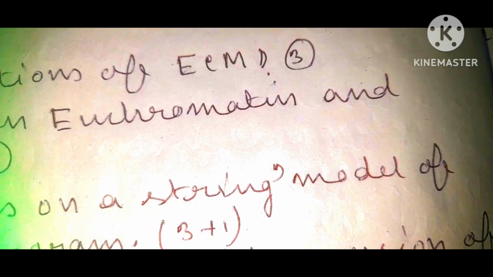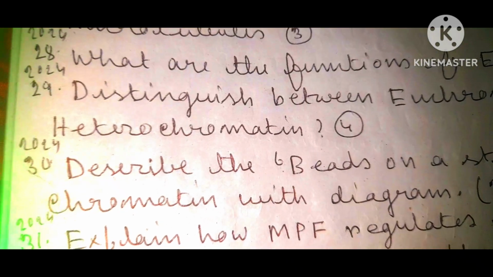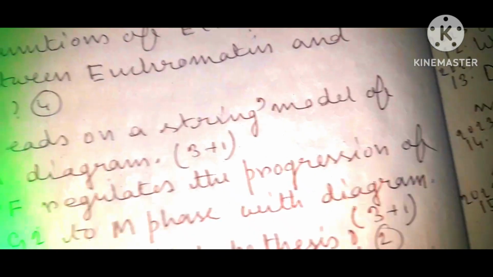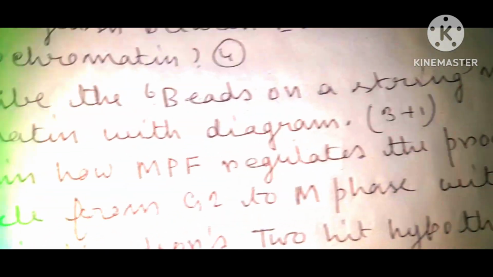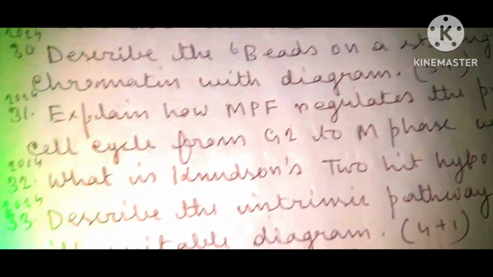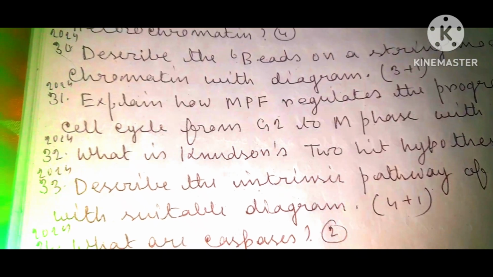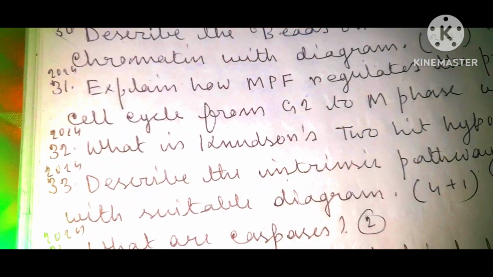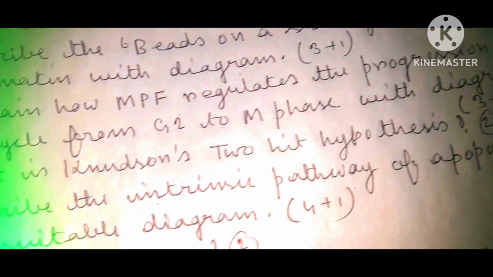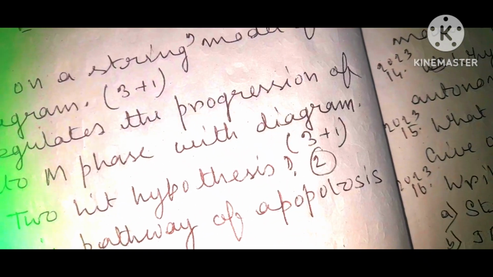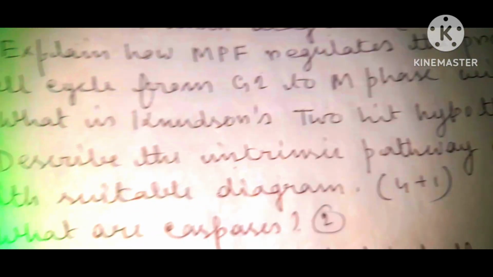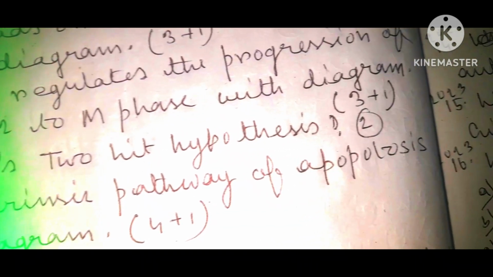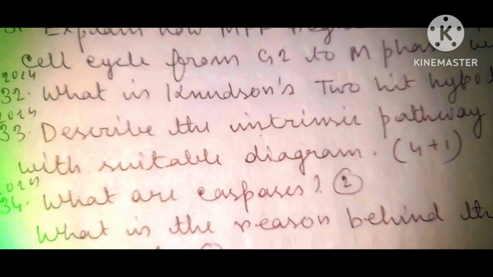Distinguish between euchromatin and heterochromatin, carrying 4 marks. Describe the beads on a string model of chromatin with diagram, carrying 3 plus 1 marks. Explain how MPF regulates the progression of cell cycle from G2 to M phase with diagram, carrying 3 plus 1 marks. What is Knudson's two-hit hypothesis, carrying 2 marks?